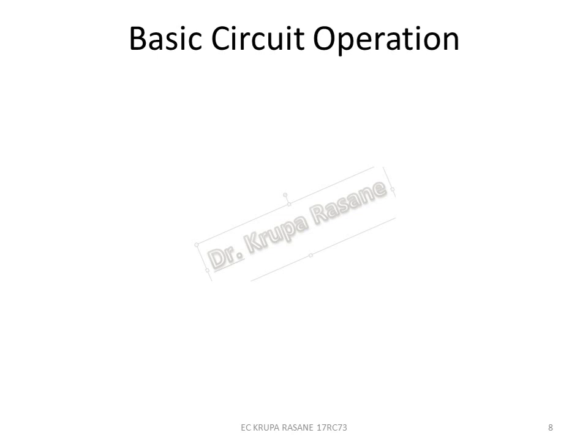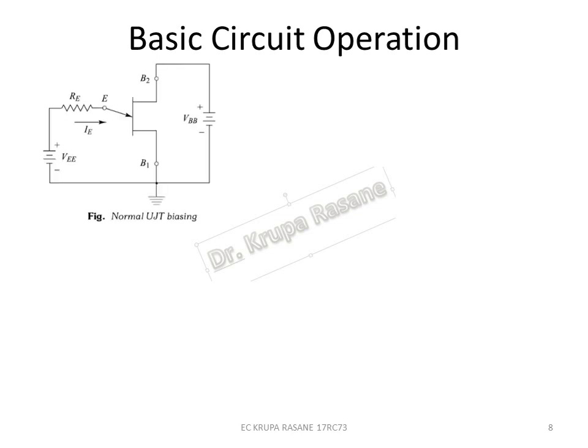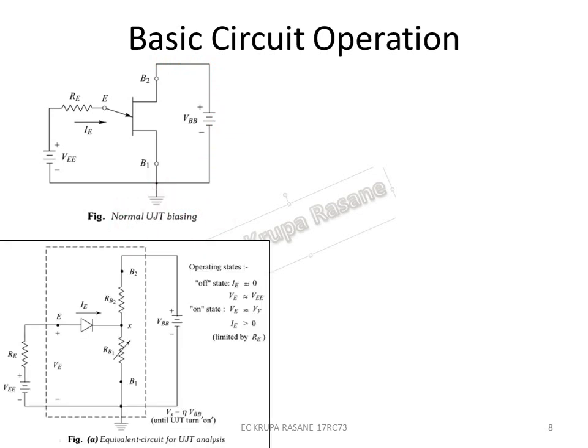So in this slide we are going to see certain diagrams. This is your UJT with the normal UJT biasing, that is, for the emitter we are connecting a VEE DC voltage, and we have VBB voltage connected between B2 and B1. Okay, so this is how a UJT is normally biased.